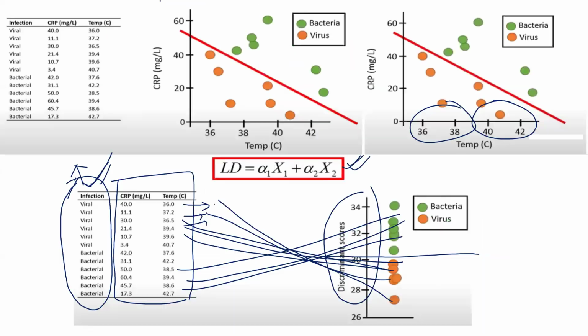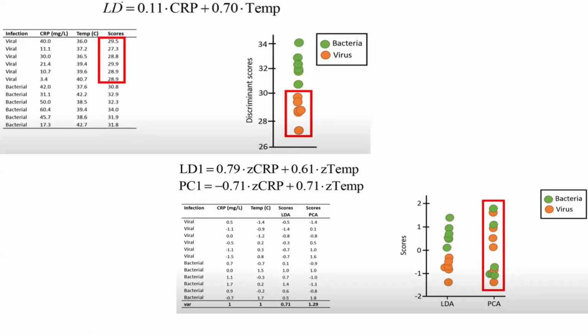Let's suppose based on all the calculations that we do, we got alpha 1 as 0.11 and alpha 2 as 0.70, and we got this particular linear discriminant analysis equation. Using this equation, which gives the discriminant scores, we calculated the discriminant scores for different data points in the data. If you plot these points on a graph, the graph looks like this.